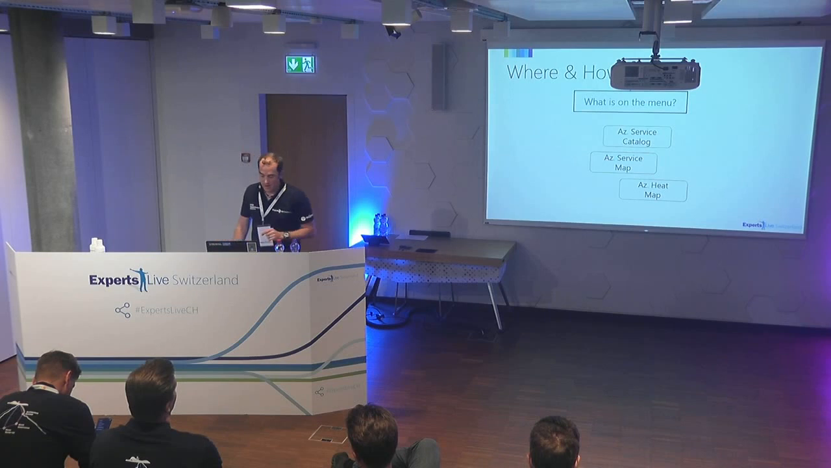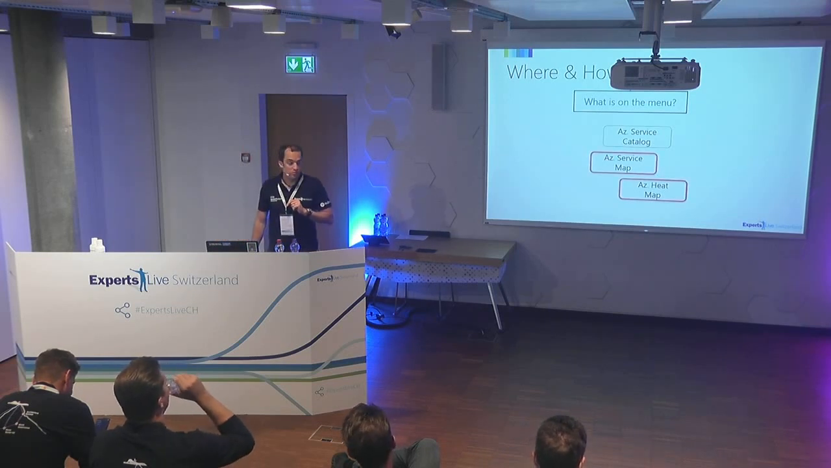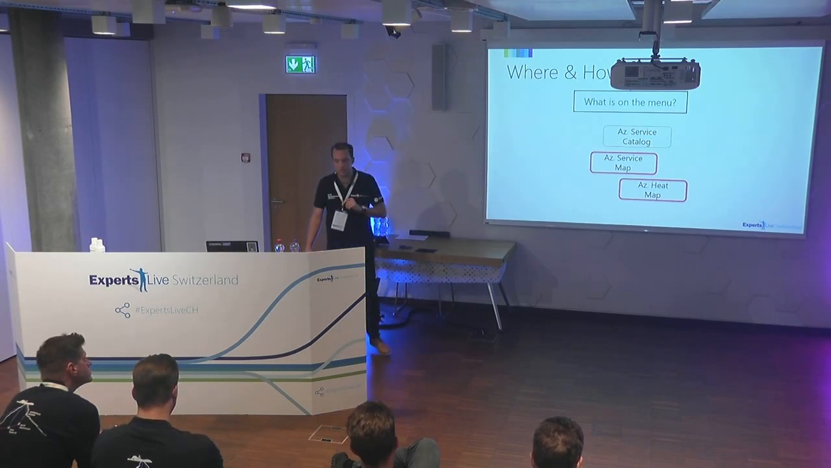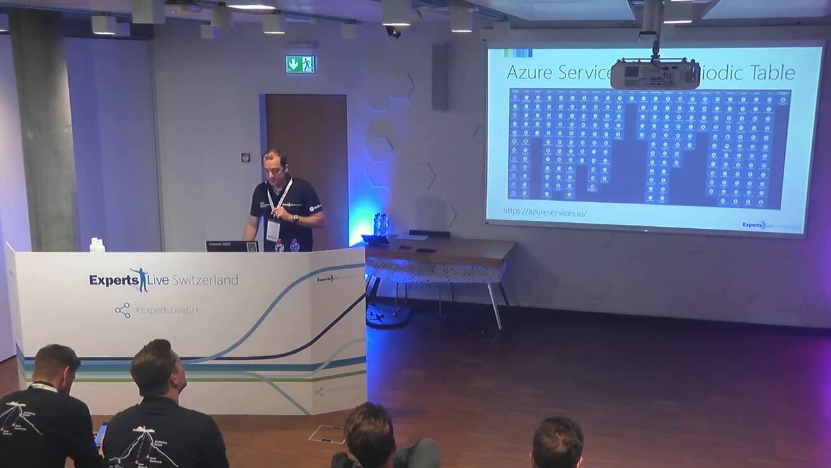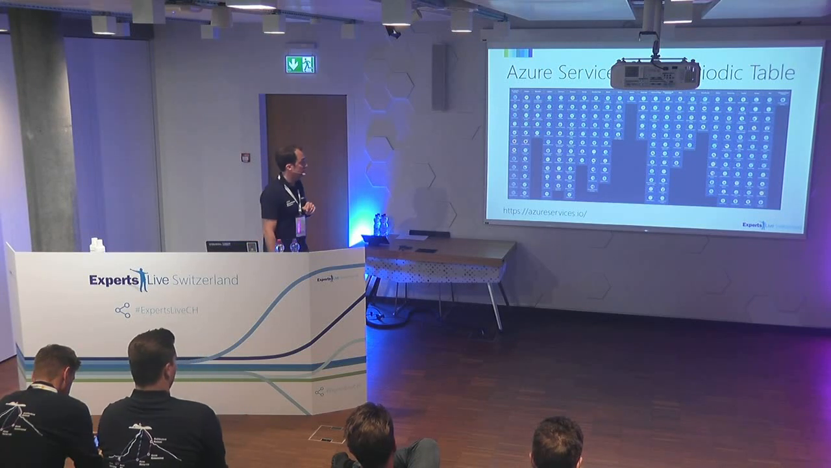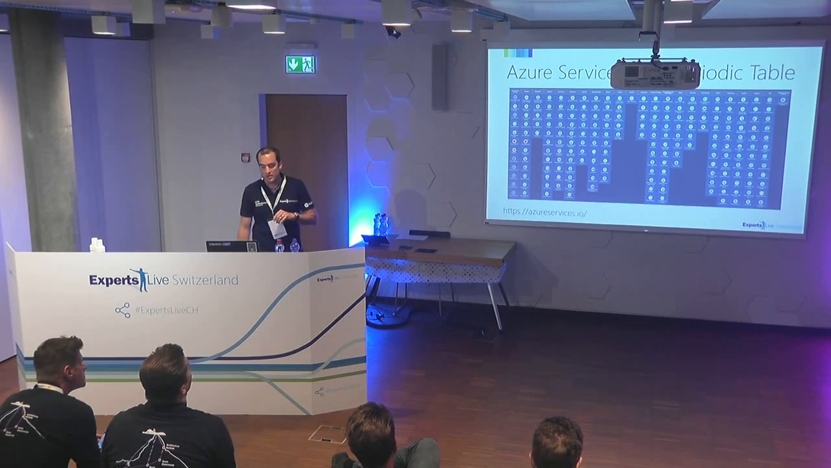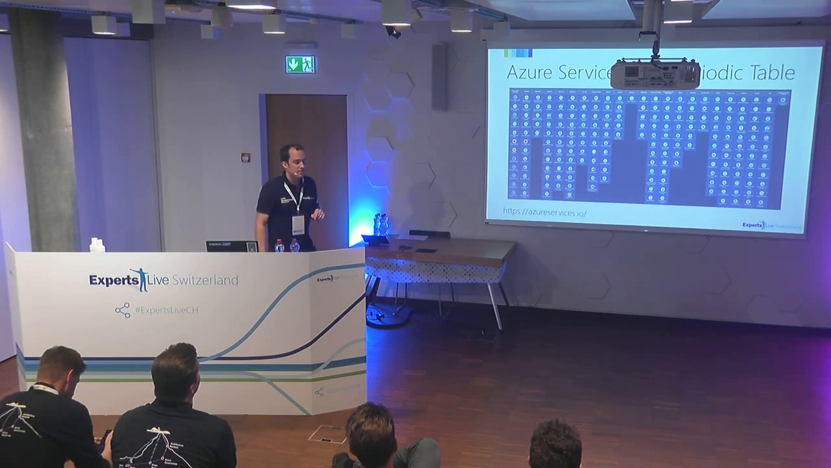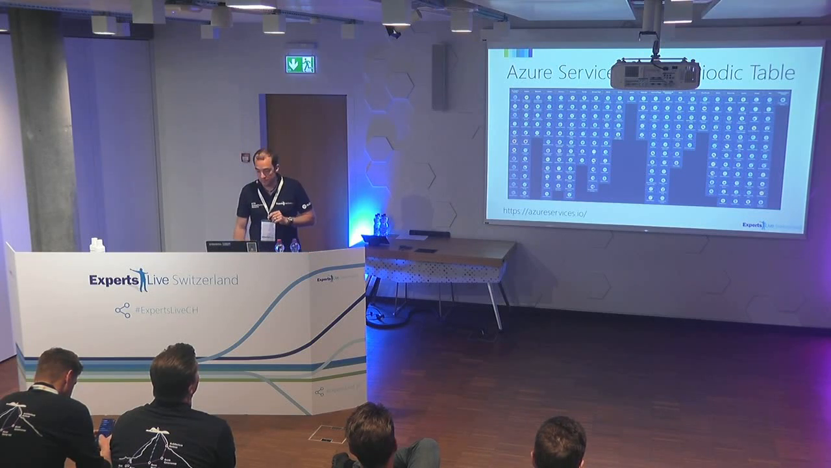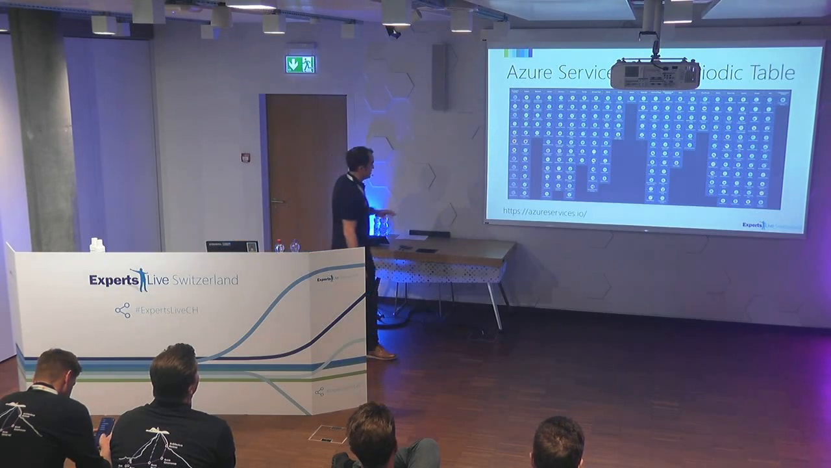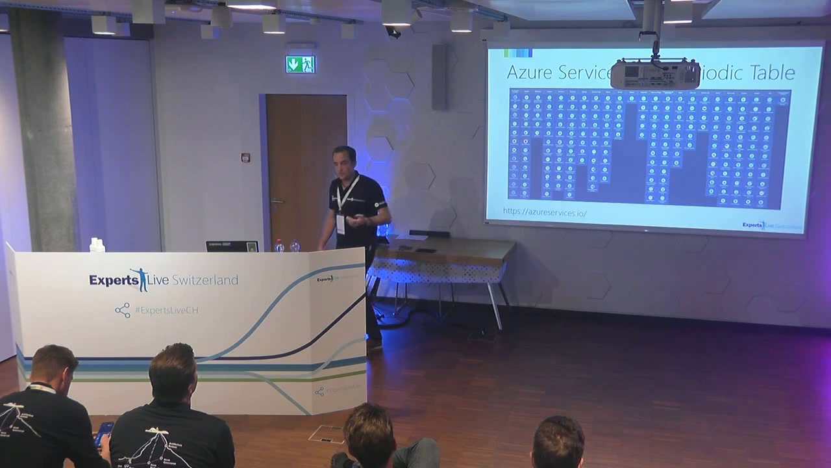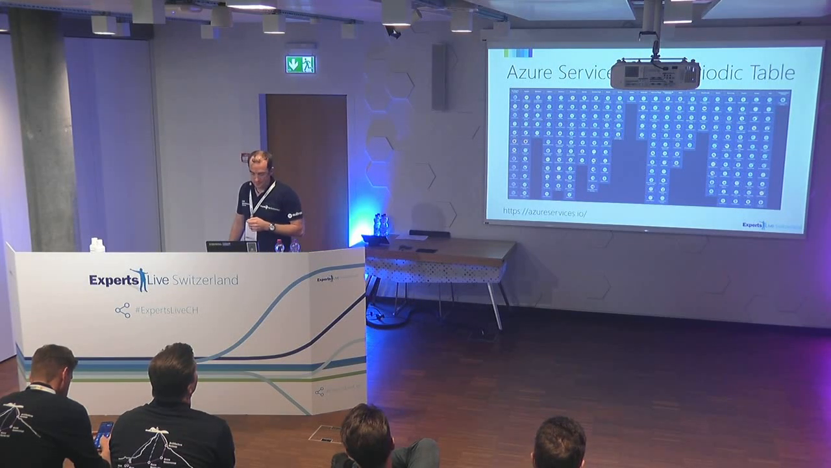If you want to know where and how, there are two cool pages. One is the Azure Service Map, and one is the heat map, which is called Azure Charts as well. Now, the service map is this one. It's also called the Azure Periodic Table, and it's nothing but the service catalog, just in a different layout or a different view of it. So we have the categories on top, like compute, network, containers, and so on, and all the services on the bottom. You can click the services and get more information about them from the periodic table.